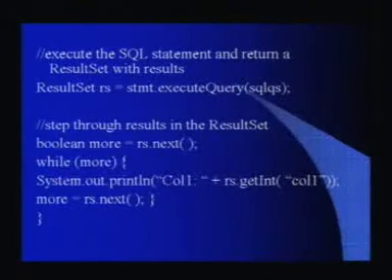So, if more is true, it executes System.out.println("col 1" + rs.getInt("col 1")). I would like to interpret this particular statement. rs.getInt(col 1), COL is nothing but column, and I am specifying the number 1. It just means that in this particular sample Java application, I am trying to see only the data which is there in one column of the table.